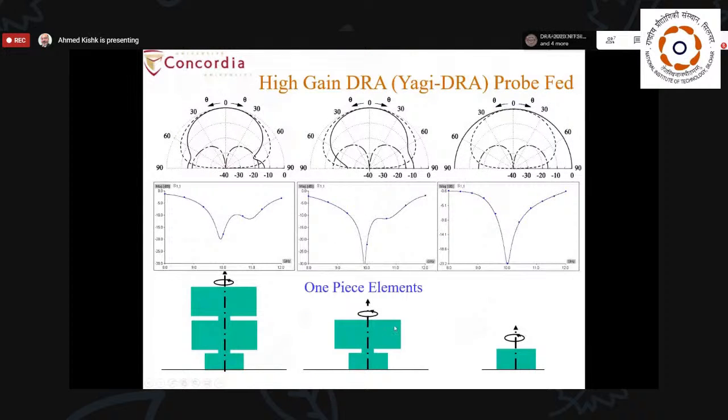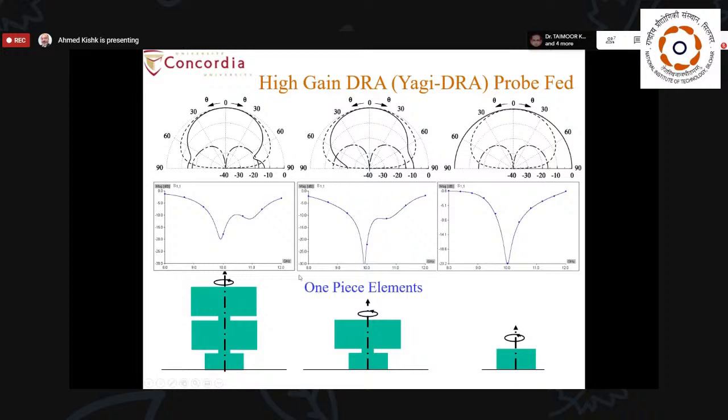Also, we can use the dielectric resonator to get a reasonably high gain by using the concept of the Yagi-Uda, but we use it for the dielectric resonator. We know that the Yagi-Uda has three elements: the long wire as a reflector, the middle wire as the driver, and another, smaller one as the director.